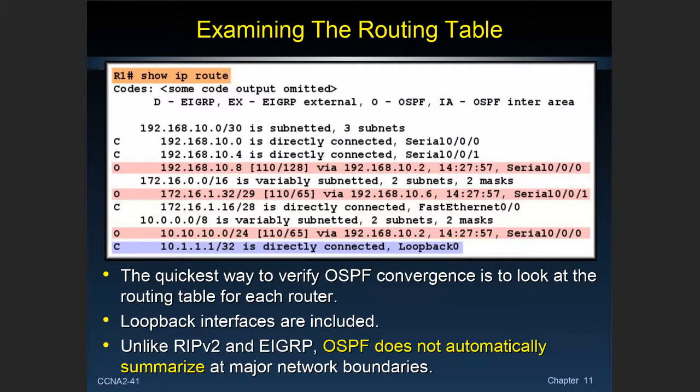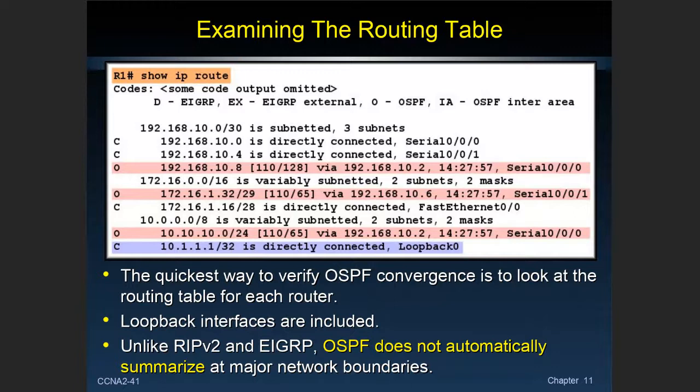It says 192.168.10.8. And then in the brackets, there's a number. What's that first number, the 110? That's the administrative distance of OSPF. Next number is the metric, the cost. That's a cost that's been reduced to a number. The lower the number, the faster the connection. 128, that's the two hops to the other neighbor.